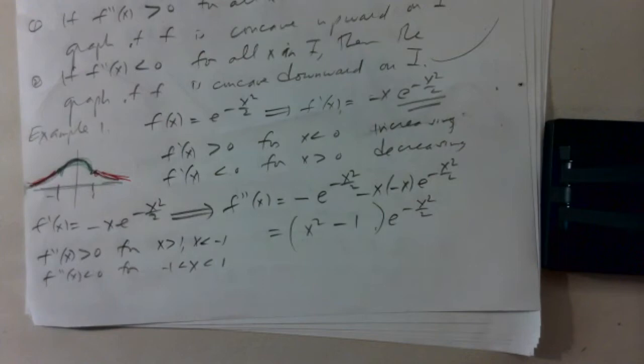So this standard exponential function, e to the minus x squared over 2, the second derivative tells us where it's concave up and where it's concave down. Positive second derivative means concave up. Negative second derivative means concave down. Are there any questions about this?